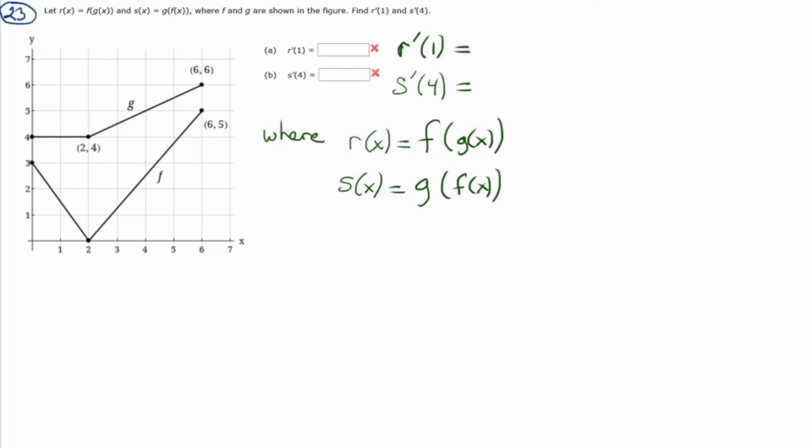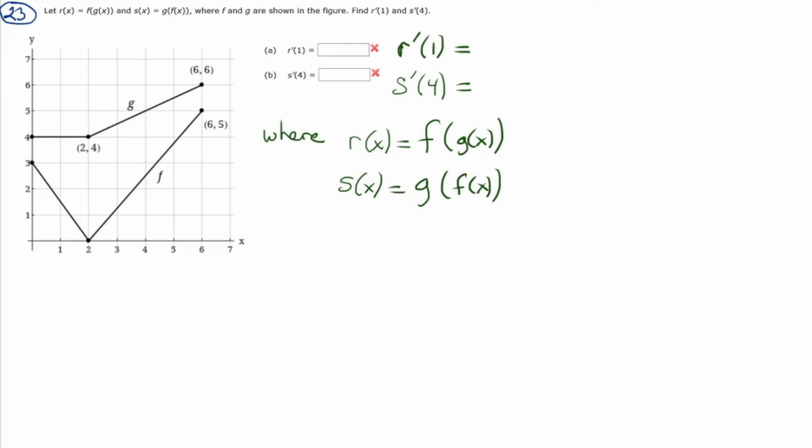Okay, so 23. And I know this is very tiny, but I'm going by what was on WebAssign. So I'll read it to you. It says, let R of x equal f of g of x, and s of x equals g of f of x, where f and g are shown in the figure. So this is the graph here on the left. Find r prime of 1 and s prime of 4.